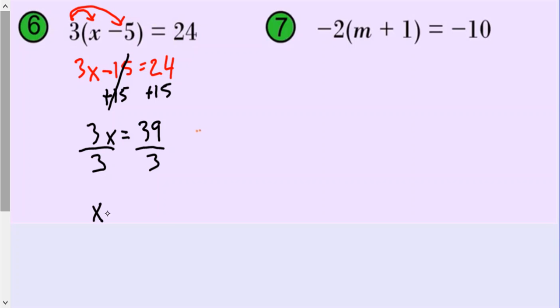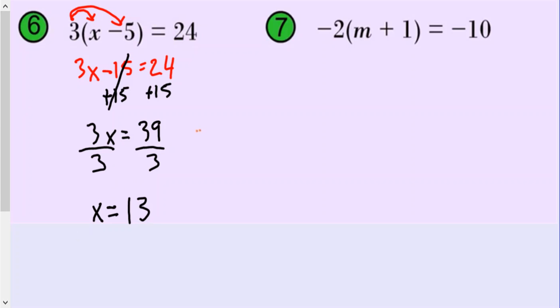We'll leave x over here. And then 39 divided by 3. 3 divided by 3 is 1. And 9 divided by 3 is 3. So we get 13. X is equal to 13.